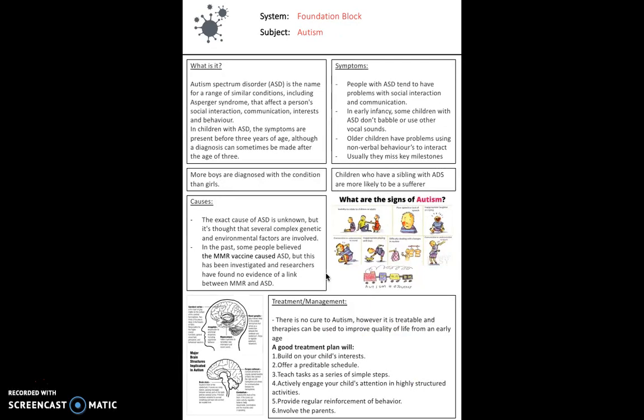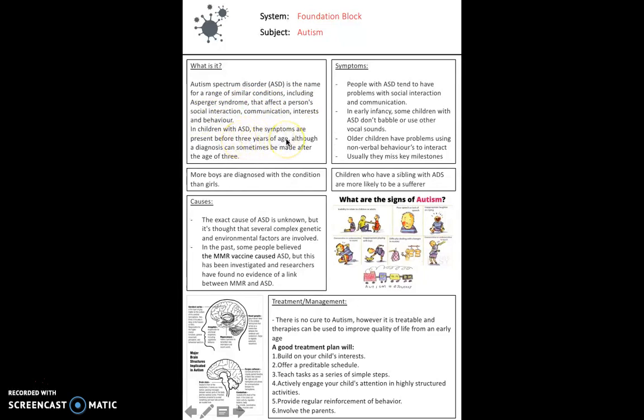Lastly for this video we just take a quick look at autism, because it's a good condition to be aware of. Although you'll learn about it more in the future, it is a good condition to be aware of at this stage. So more boys are diagnosed with autism than girls, and the autism spectrum disorder is the name for a range of similar conditions including Asperger's syndrome that affects a person's social interaction, communication, interests and behaviour.